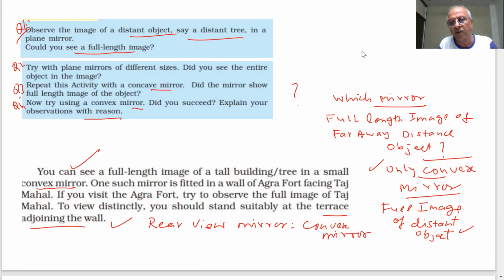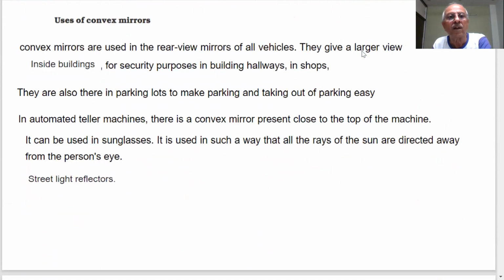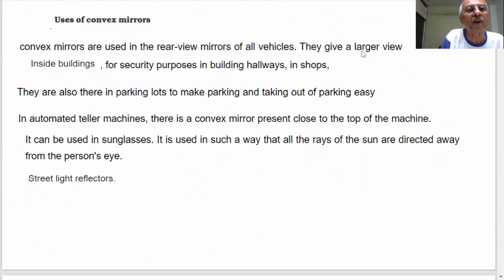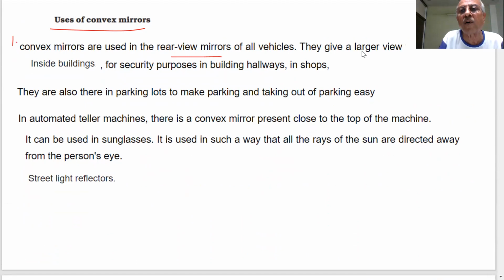There's a very important use of the convex mirror. As you have seen in your cars also, the rear view mirrors on the sides of the cars are convex mirrors. They give you a full view of the back traffic while you are driving. This is very, very important, and note this down. Some of the uses of the convex mirror, very important. Convex mirrors are used as rear view mirrors. First use, as I told you, they are rear view mirrors of all the vehicles.